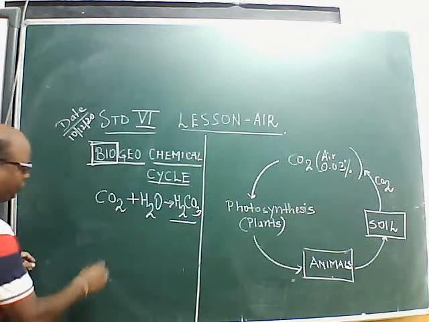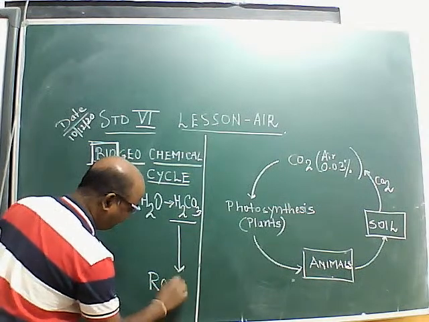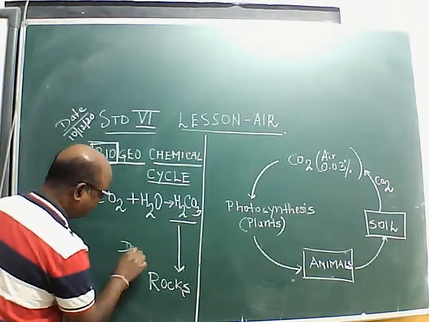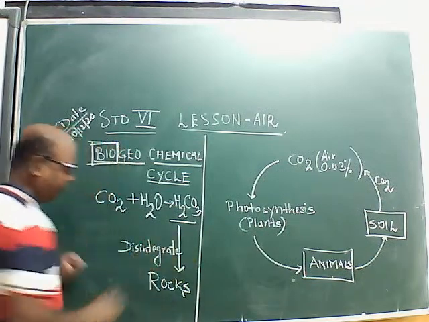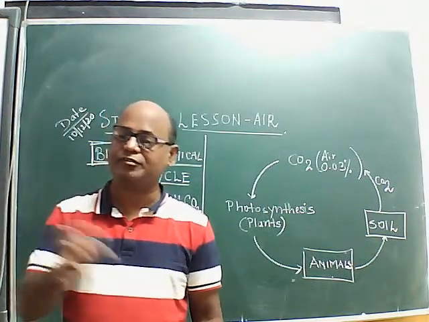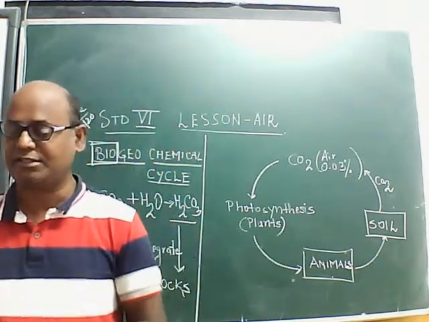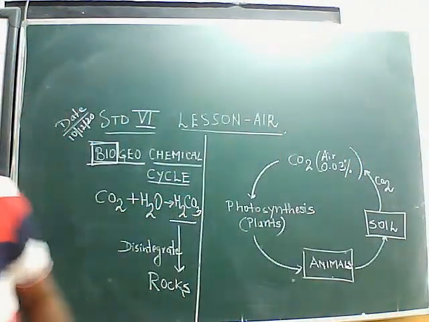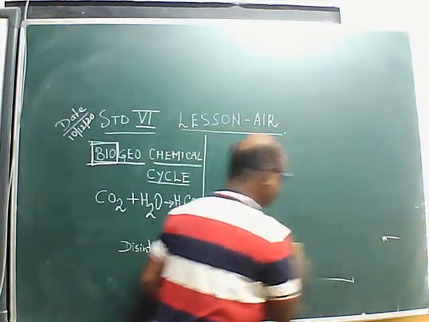Now when this carbonic acid falls down on the rocks, you know rocks are made up of minerals. What will it do? It will disintegrate these rocks. Disintegrate means it will break these rocks. These rocks will break due to these acids. The acids react with the minerals of the rock, and the rocks break down into further compounds, carbonates.